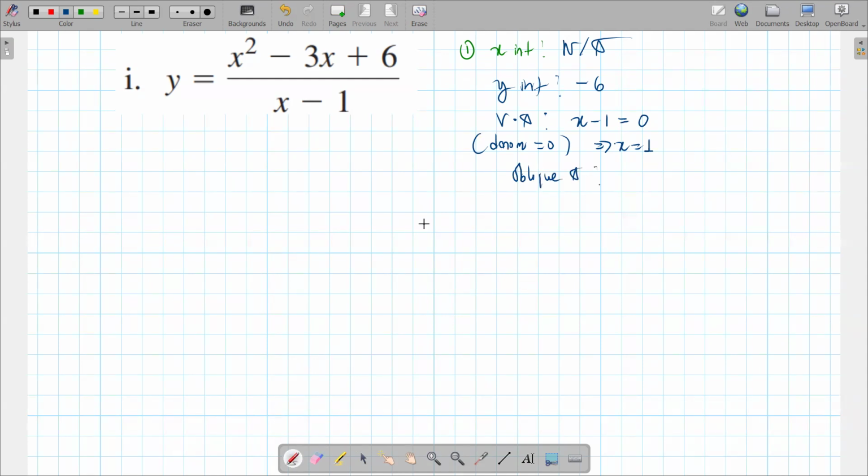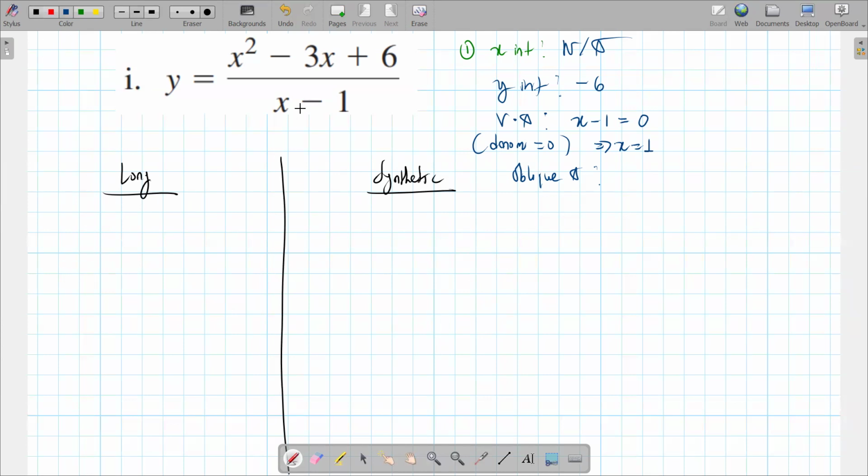For oblique asymptotes, you have to do long division. I'll show you both ways actually, because I don't know if you're comfortable with this. You can do long division. You can do synthetic division. I prefer synthetic division if your divisor is linear because it's much quicker, but I will show you both ways.